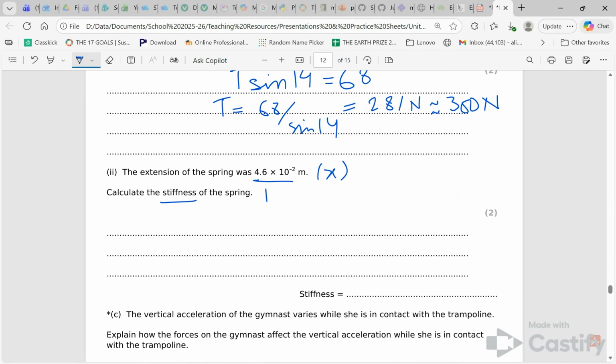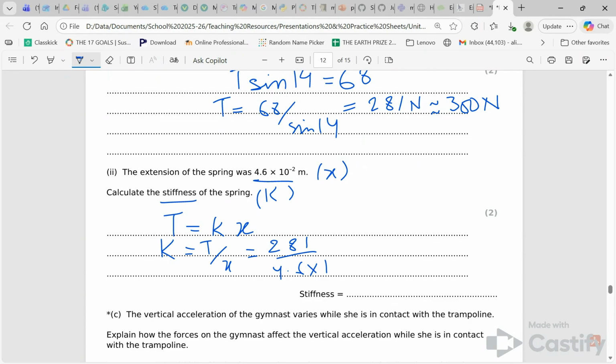The next part, the extension of the spring was given, so we have the extension. Calculate the stiffness of the spring, which is K. Now, according to Hooke's law, force is equal to the stiffness constant times extension. If I want K, I'll rearrange the equation and I will end up getting K equals T over X. Now, T, or the tension, we already calculated in the previous part. Use the full 3 significant figure answer. Please do not use 1 or 2 significant figures in your subsequent calculations.